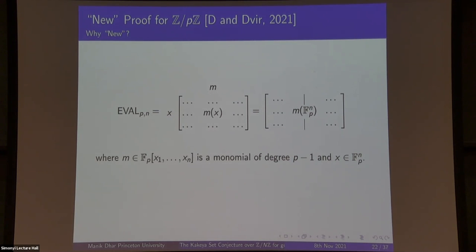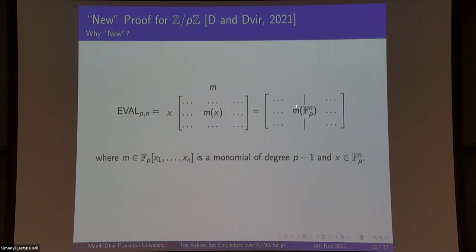So to talk about that, we need to define a new matrix, which we call eval Pn. Okay, this will be a matrix whose columns are labeled by monomials of degree p minus one, and whose rows are labeled by points in F_p to the n. And the x-m-th entry is just the evaluation of this monomial on x.